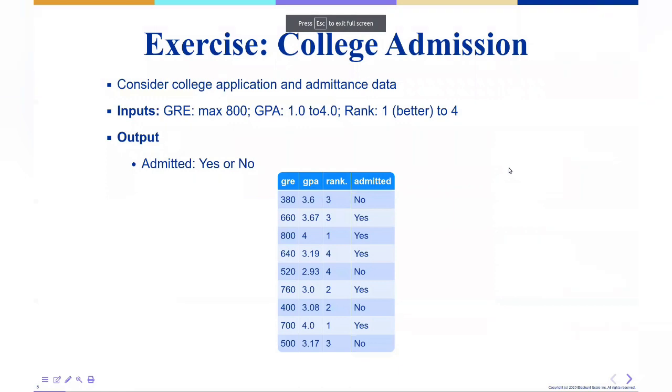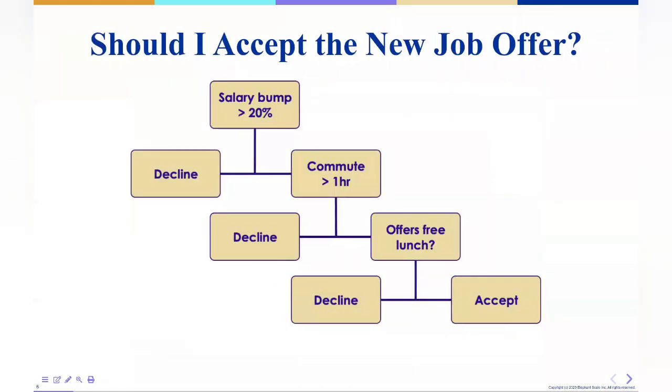So I thought I'd just do the college admission data here. Trees, as you guys know, are pretty straightforward to navigate. For example, let's say you have a new job offer: should you take the offer or not?